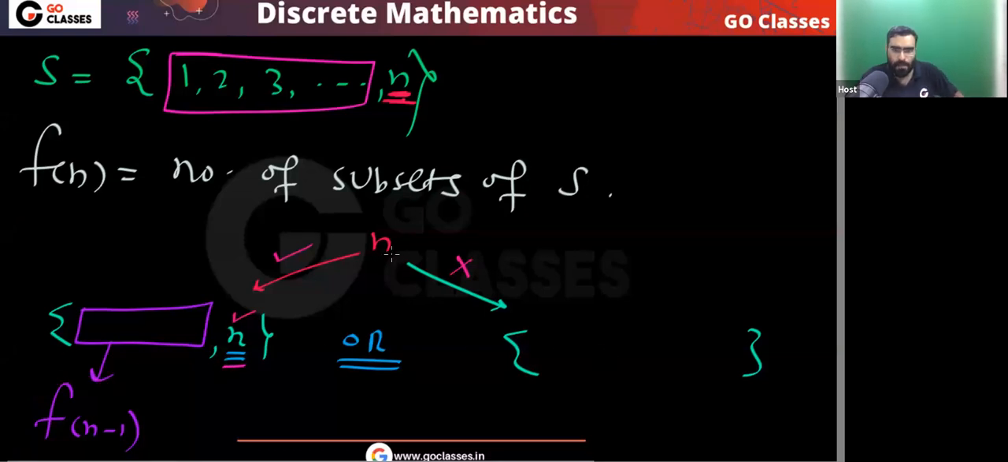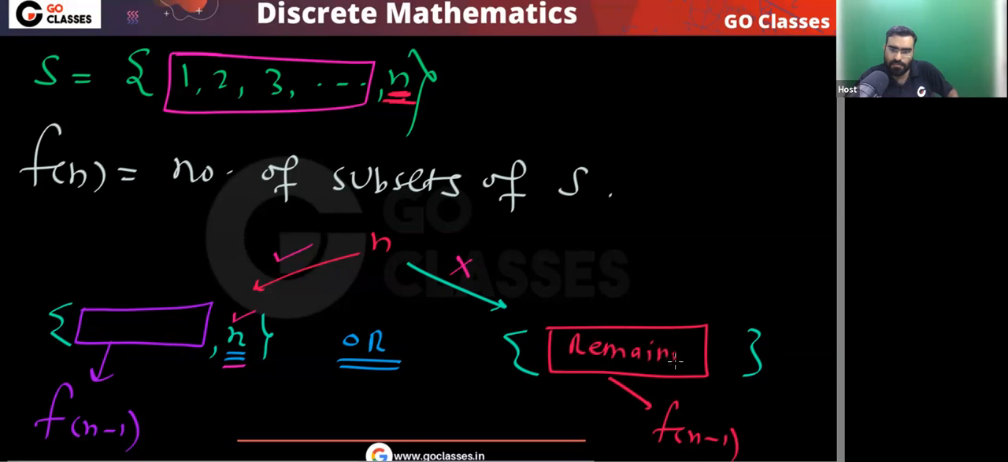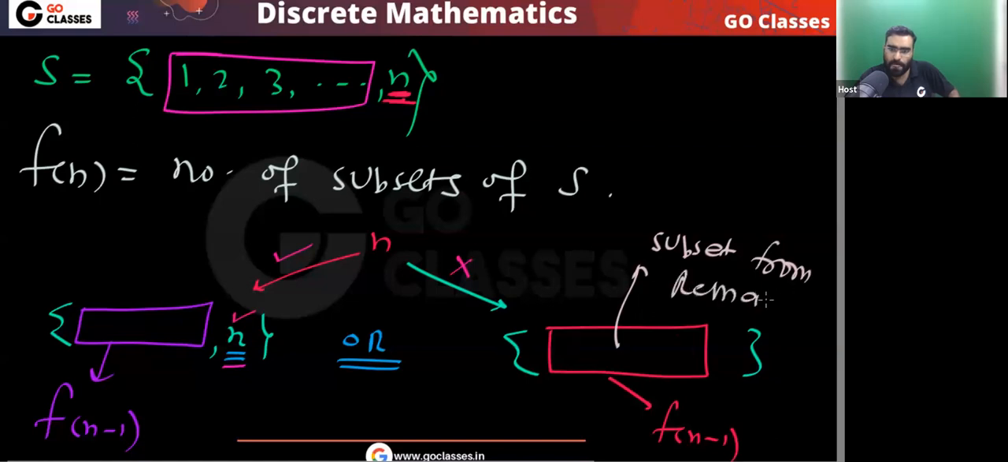Now, what is another point? If I don't take n, this n I've already rejected. Now, from the remaining elements, I can create a subset. Very simple. Here I can create a subset from the remaining elements, and here also I can create a subset from the remaining.